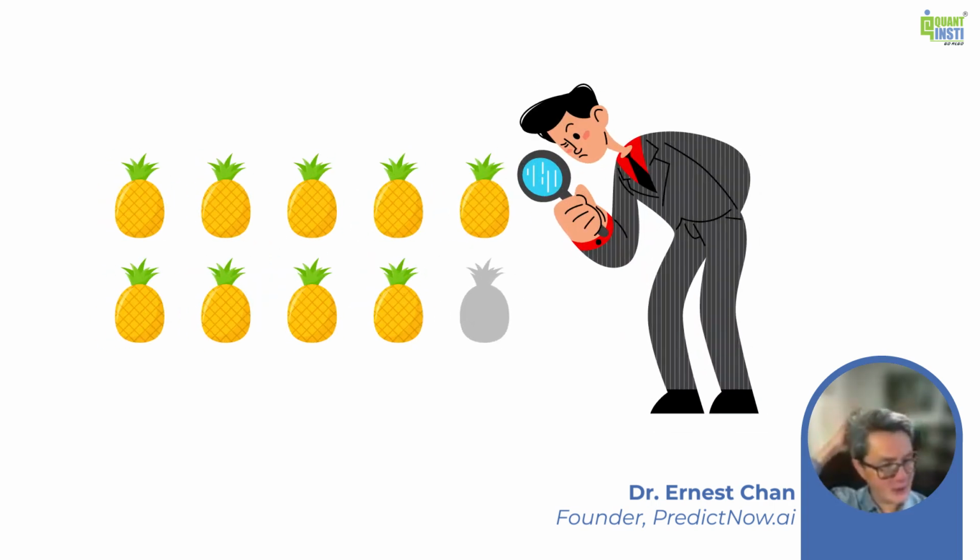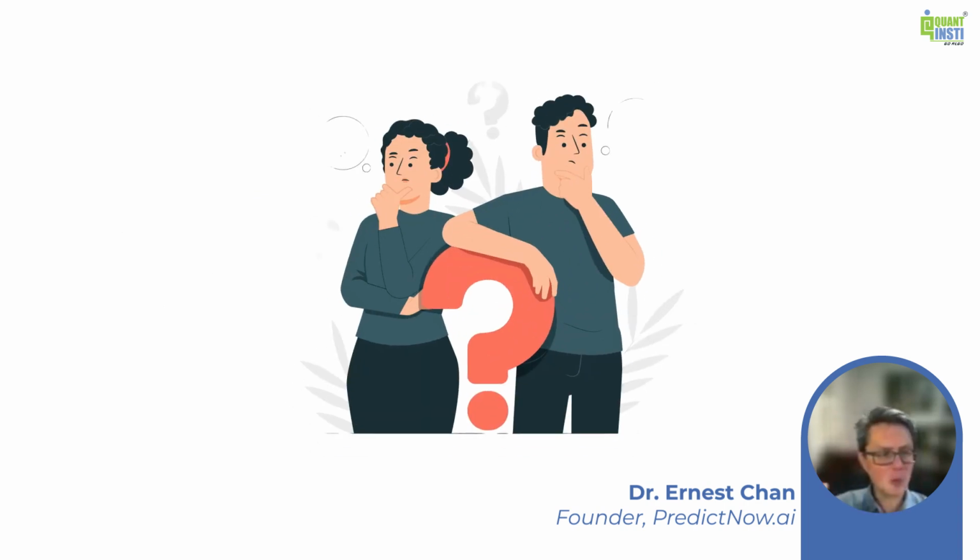Outlier detection is an important feature of GenAI, and that is particularly important in finance because there are lots of outliers in finance. It's hardly normal. So how do we do that?